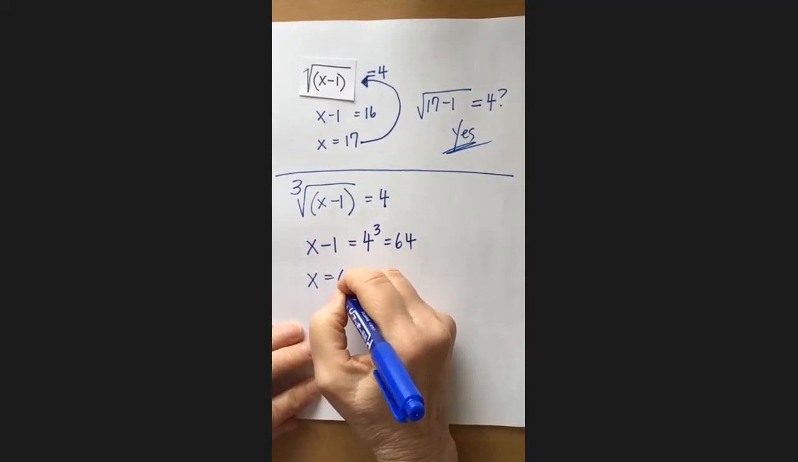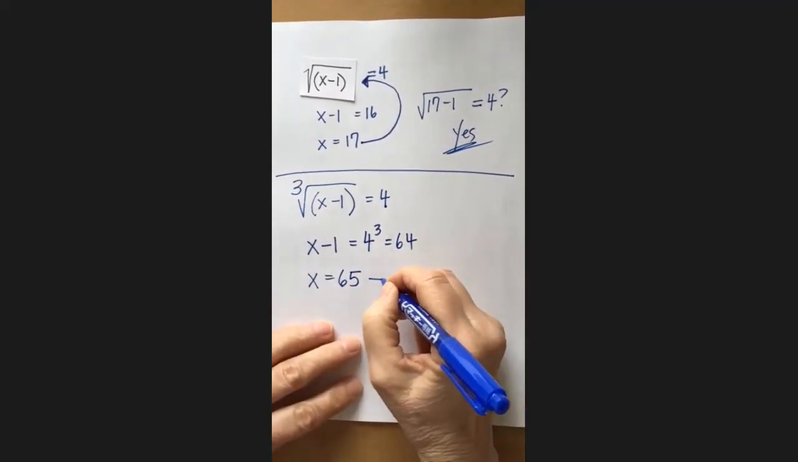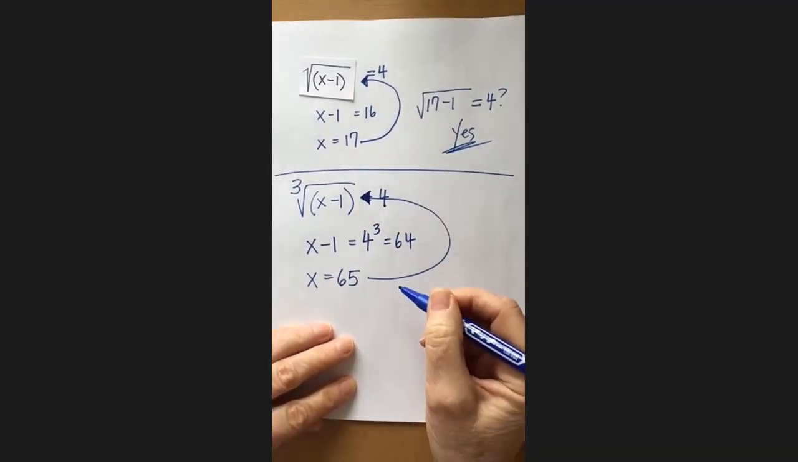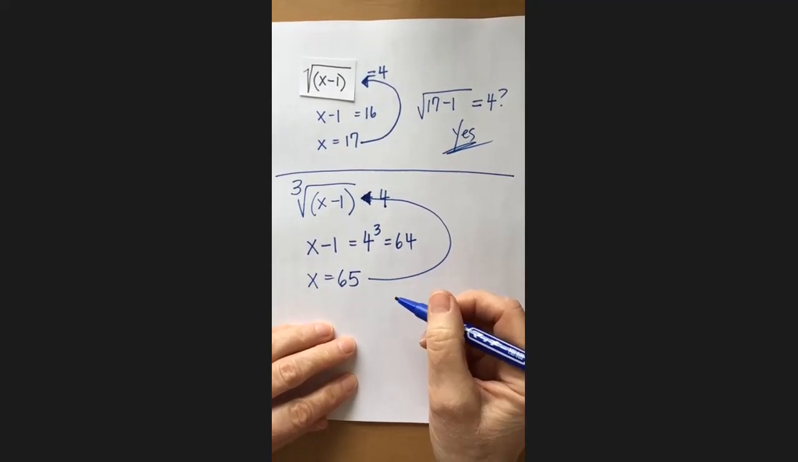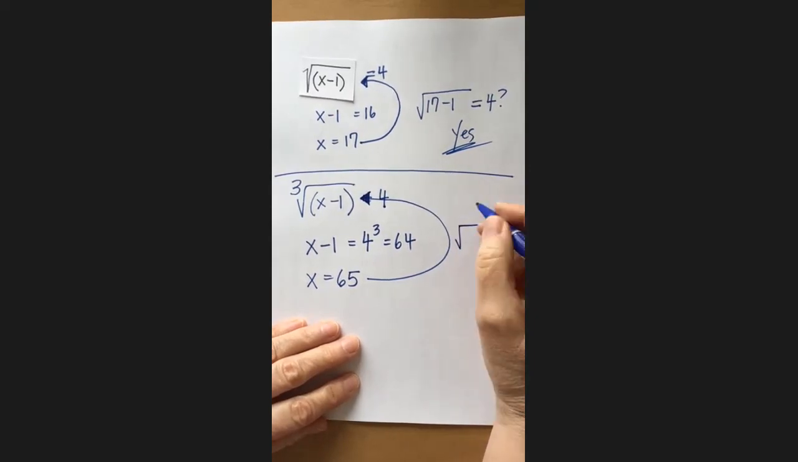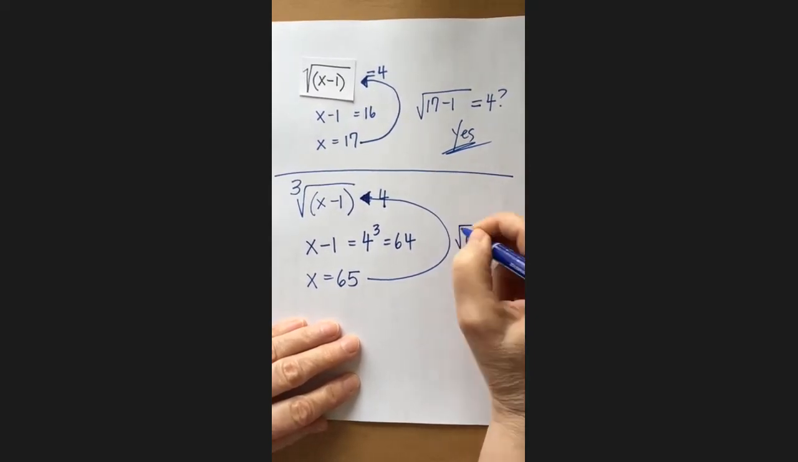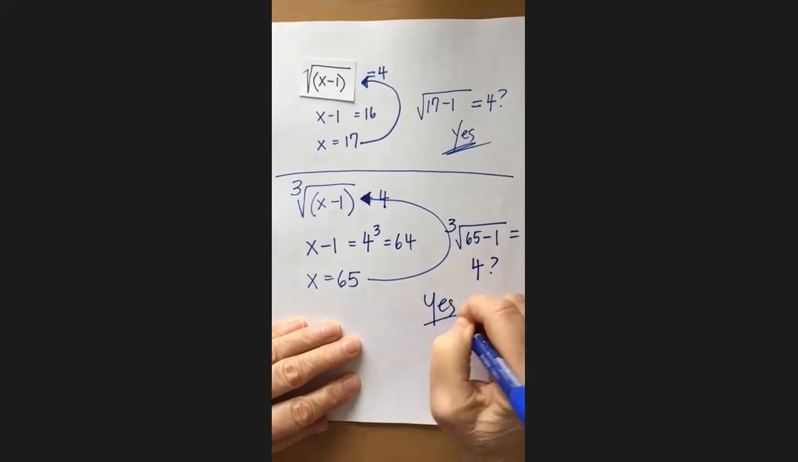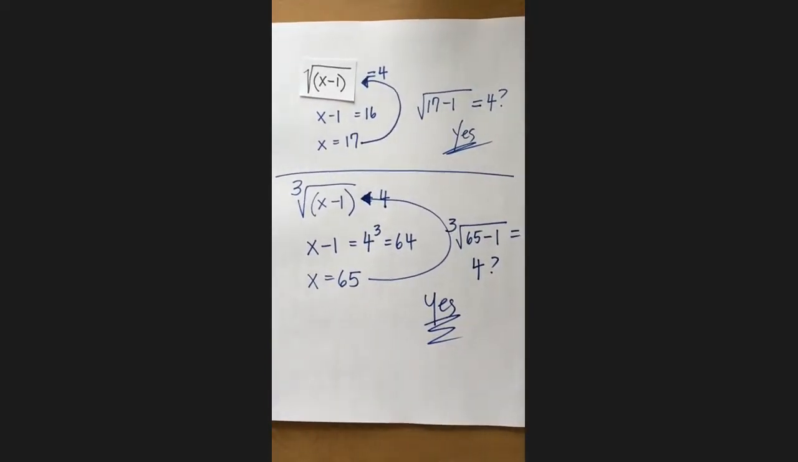x equals 65. And then we do the same thing. We have to plug it into the original equation, because raising both sides of an equation to any power can give you spurious answers. So we have to check out, is 65, the cube root of 65 minus 1, is that equal to 4? Yes, it is. And again, just because it happens 90% of the time does not mean it's going to happen 100% of the time. So please check it out.